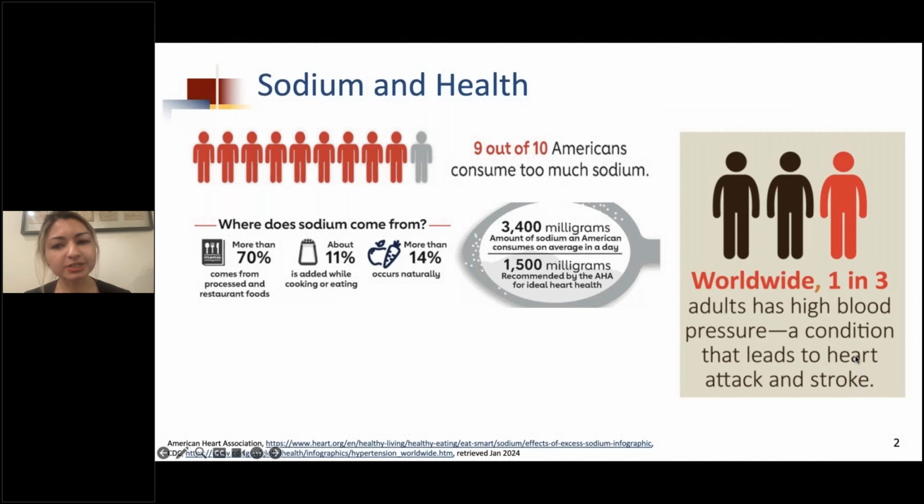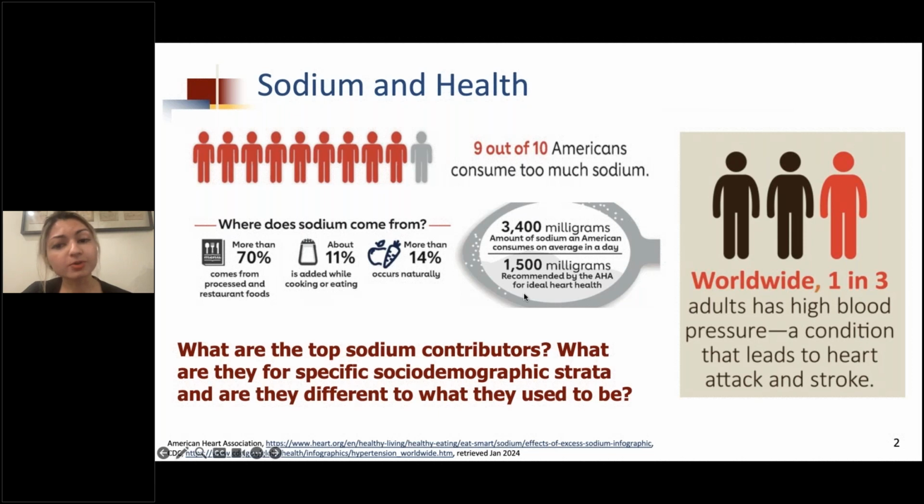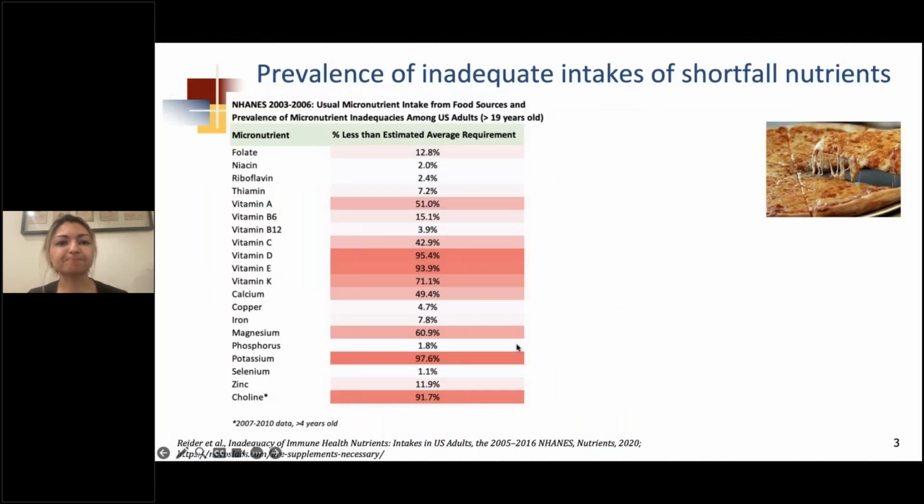But now we want to understand this need to create healthier food environments so that consumers have access to an adequate selection of lower sodium options. So really, in order to do that, we want to understand first, what are those top sodium contributors to the diet? And what are they for specific sociodemographic strata, and are they different than what they used to be compared to previous research that has been done?